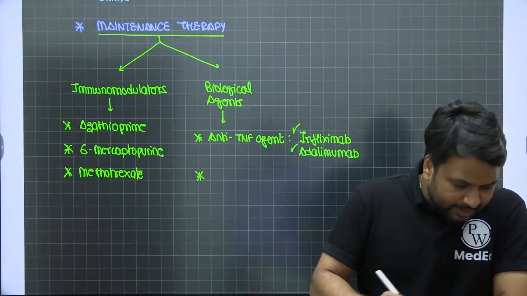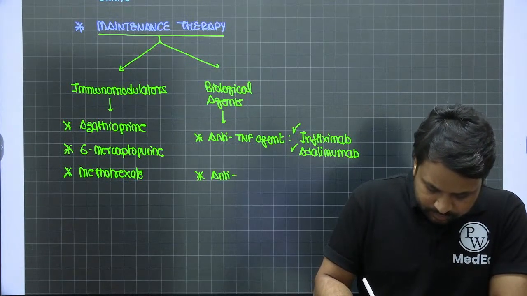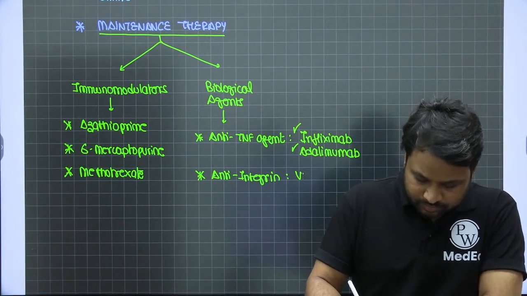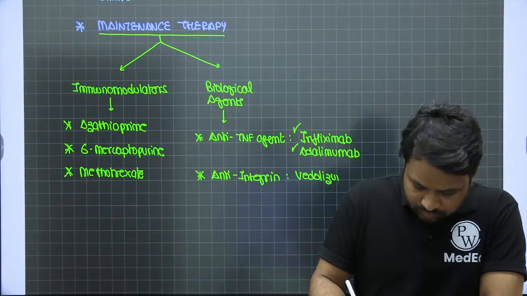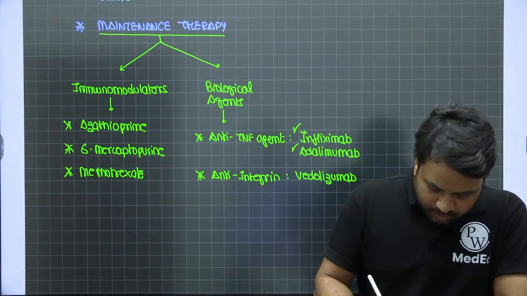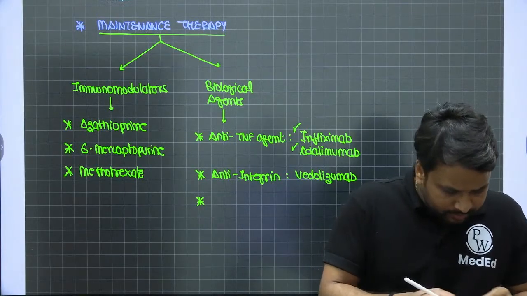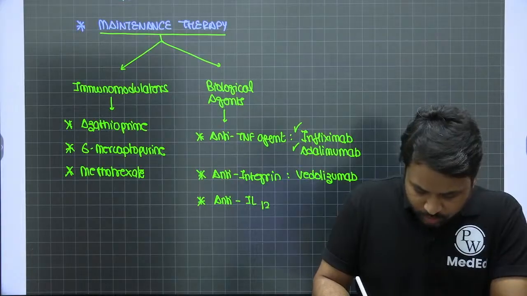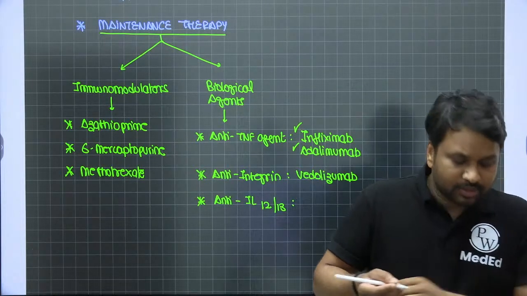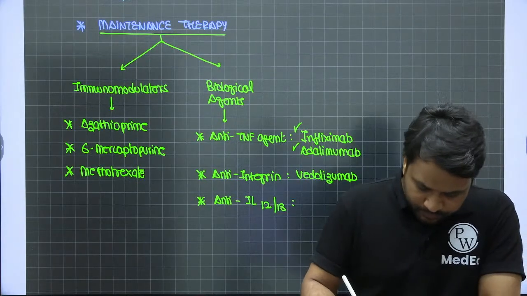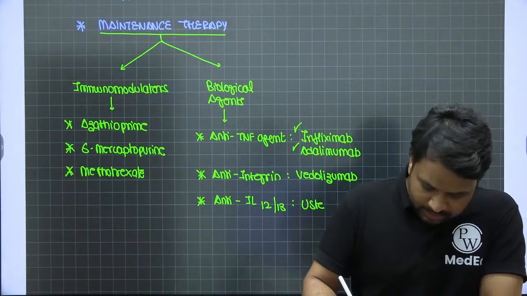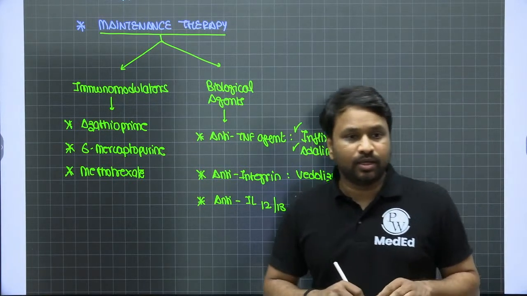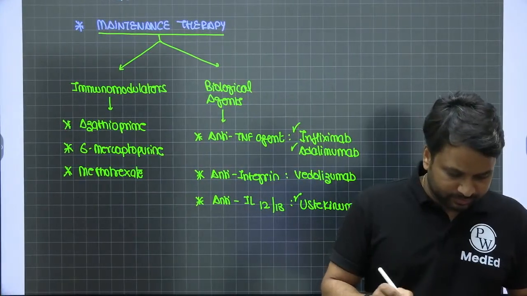You can give anti-integrins. Your anti-integrin is vedolizumab. You can give anti-interleukin 12 and interleukin 23, right? This is ustekinumab. These are monoclonal antibodies, right? So all these are the biological agents that we have.